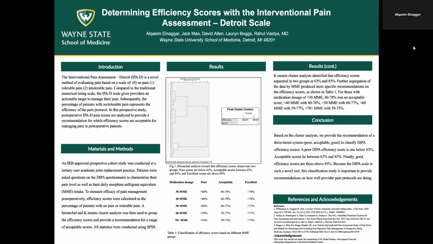We conducted an IRB-approved prospective study of 527 patients at an academic joint replacement practice. All post-operative patients completed the iPad questionnaire, and we also recorded their daily morphine milligram equivalent, or MME, intake. Efficiency scores were calculated by determining the percentage of patients who reported either no pain or tolerable pain after surgery. To analyze these scores and create performance benchmarks, we used SPSS to perform hierarchical clustering and k-means cluster analysis. This allowed us to group providers' pain protocols performance into clearly defined efficiency tiers.